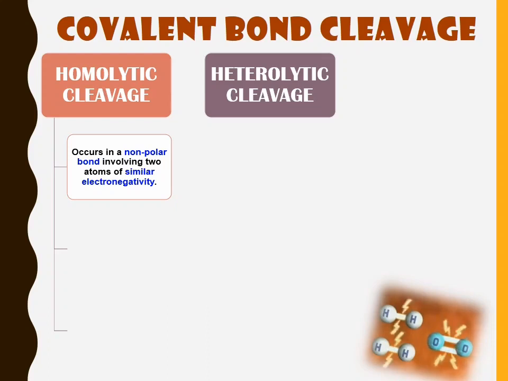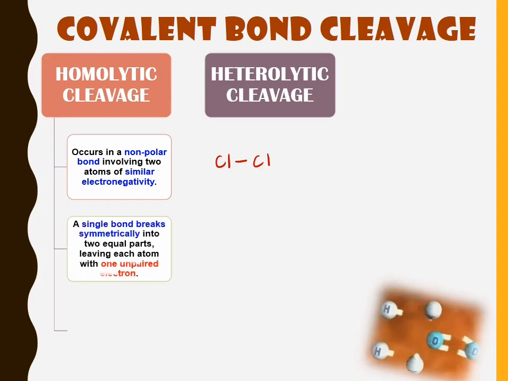electronegativity. For example, you have a chlorine molecule. If we draw the structure, it consists of one covalent bond or one single bond. In homolytic cleavage, a single bond will break symmetrically into two equal parts. This single bond consists of two electrons. One of these electrons will move to one side of chlorine, and another electron will move to the other side of chlorine.